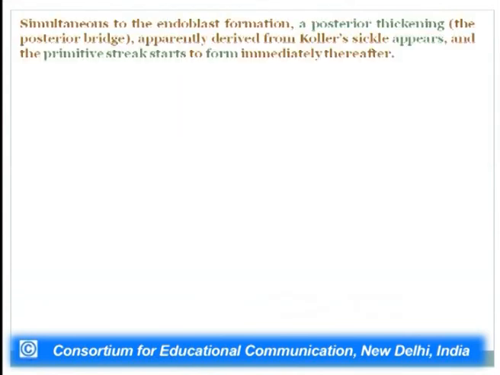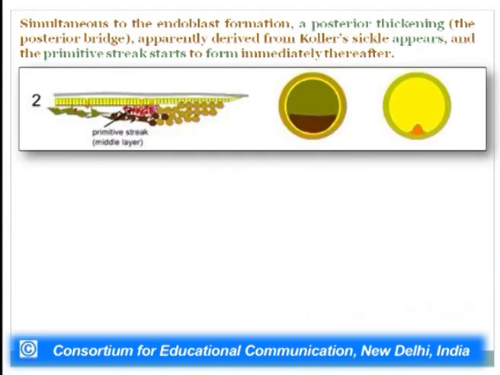Now, simultaneous to the secondary hypoblast or endoblast formation, a posterior thickening called the posterior bridge, apparently derived from the collar sickle, appears and the primitive streak starts to form immediately after. So, these two things occur simultaneously. First is the formation of the hypoblast layer; we have seen how the primary and secondary hypoblast are formed. Then simultaneously on the dorsal side we can visualize a thickening, or a posterior ridge, starting to appear, and this is basically termed the primitive streak.